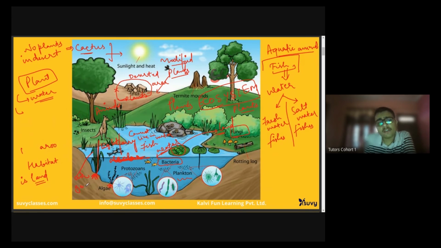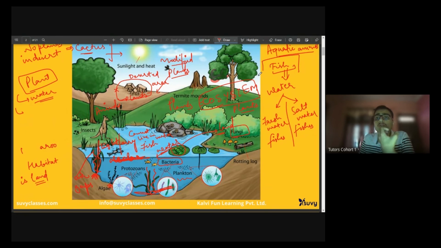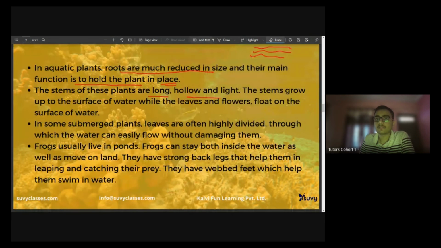Why do they have air gaps? The reason is so that the plant easily floats in water. If there were no such tissues, the plant would just sink, which is not good, right? They should easily float in water. So for that reason, their tissues are light, and we have thin, lighter stems in these aquatic plants, right?